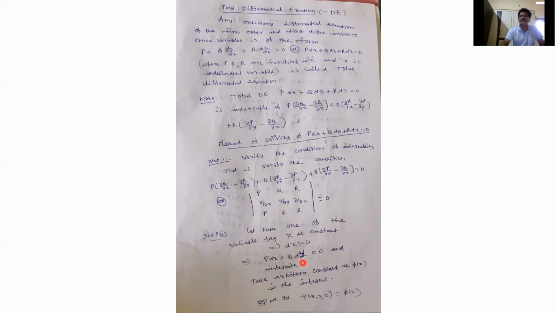P dx plus Q dy equals 0. Now integrate, taking z as constant. We get some psi of x, y, and here in place of c, I am taking phi z. So in step 2, taking z as constant, dz equals 0, we get the solution.